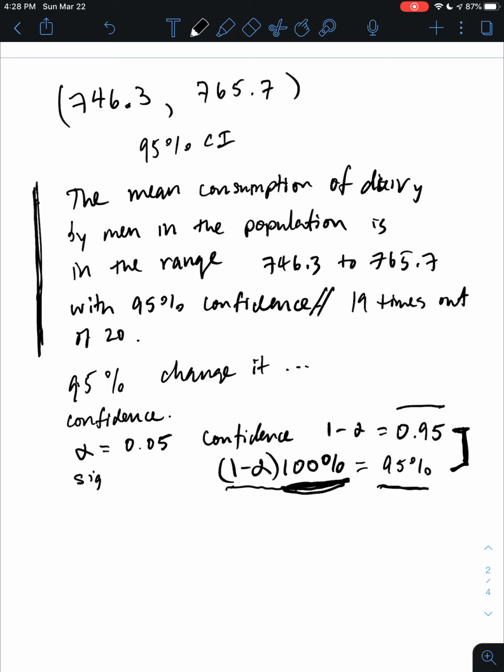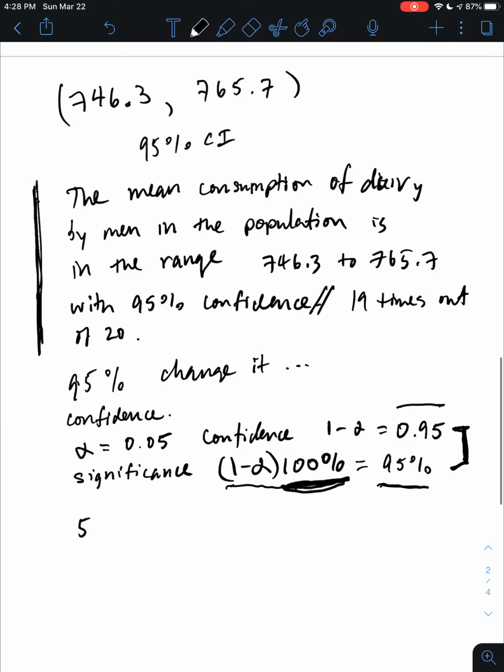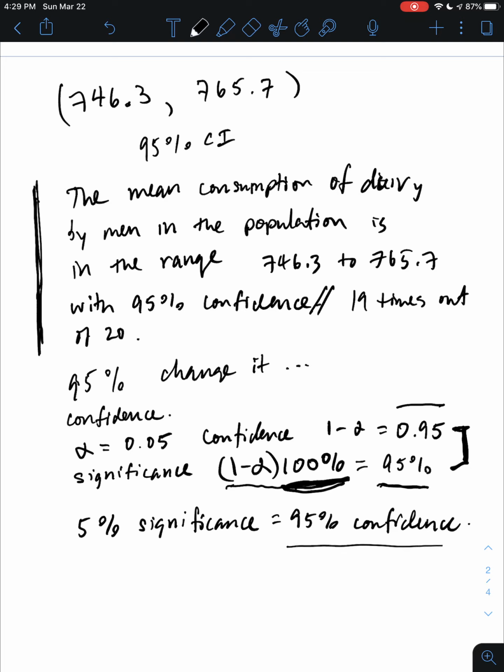Okay, so there's a name for this. It's called the significance level. So 5% significance means exactly the same as 95% confidence. So if you're asked to do a confidence interval at the 5% level of significance, it is exactly the same as doing a confidence interval at 95% confidence. And we've already done that, so you know how to do that.